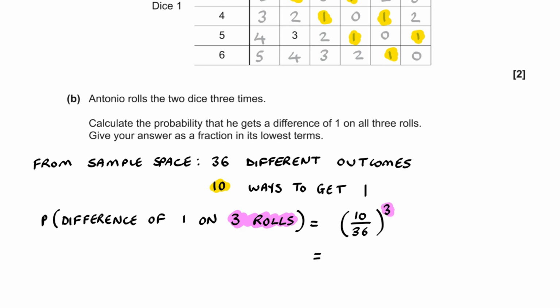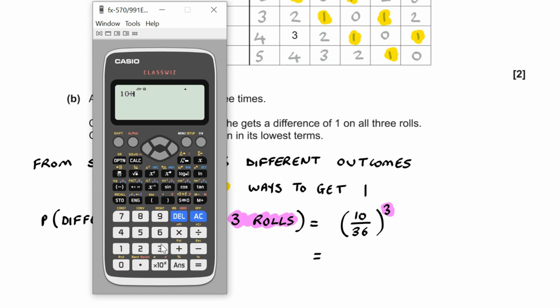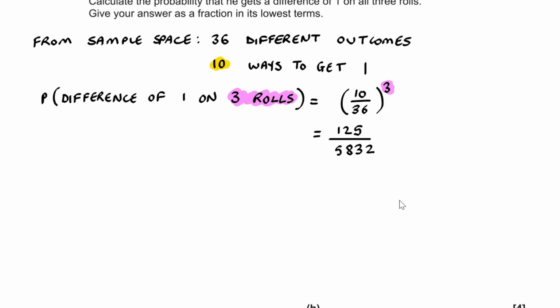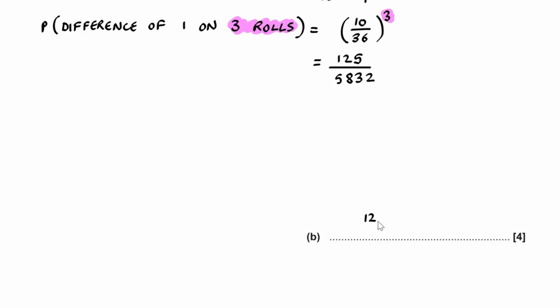And if we work this out on our calculator, 10 divided by 36, and then cubing this, we get a value of 125 over 5832. So this here is our probability. We've got 125 over 5832.